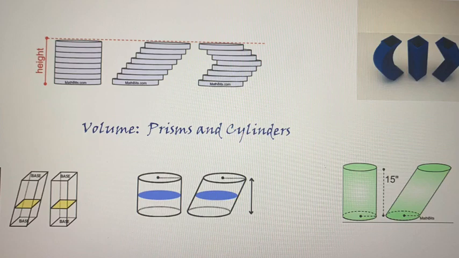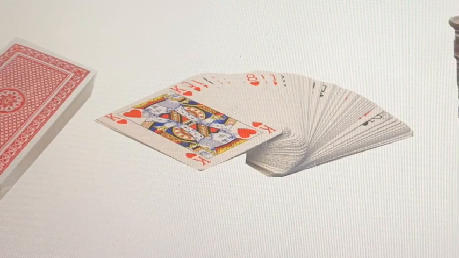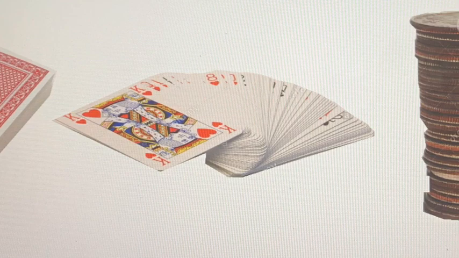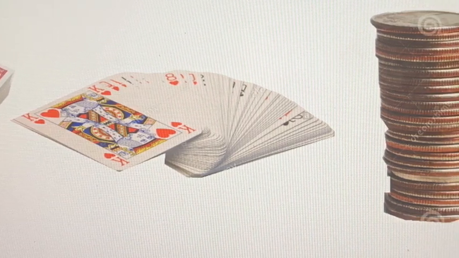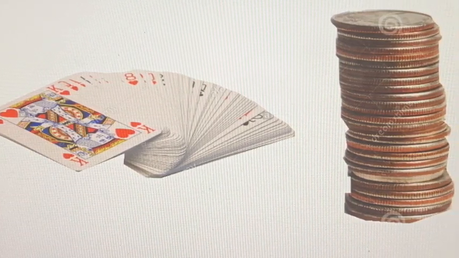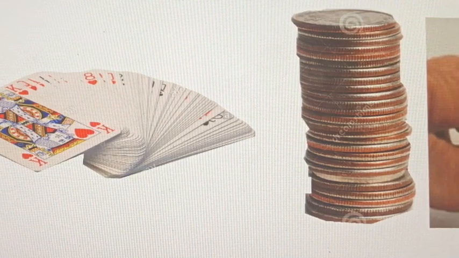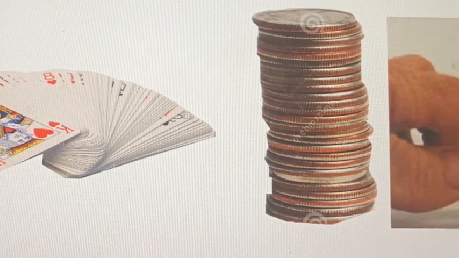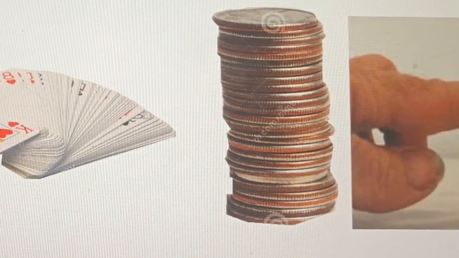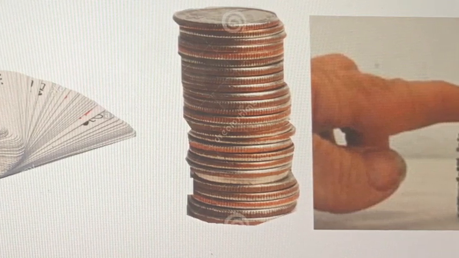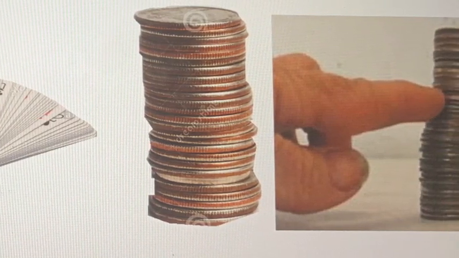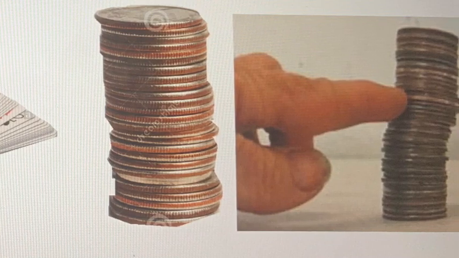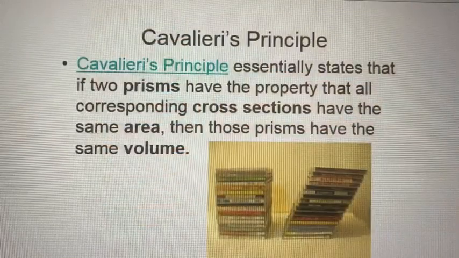We can look at a stack of playing cards, and it doesn't matter if it's all neat and inside the box or if we fan it out. Same for a stack of coins. If we took that stack of coins and made them as neat as we can, or we pushed it a little bit so that they were leaning, they would still have the same volume. This is called Cavalieri's principle.